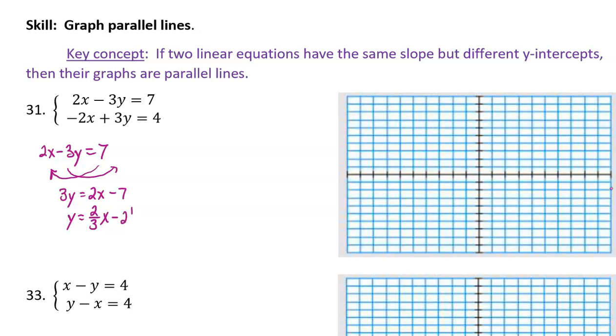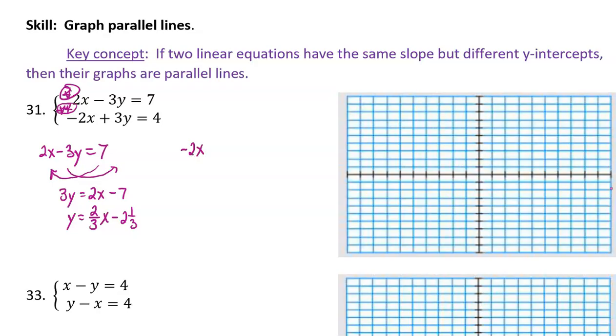7/3 is 2 1/3. There's a reason I did a mixed number: it's going to help me graph the dot. If I leave it as 7/3, it's not as easy to think about where that dot is. All right, that is the first equation. Now, what about the second equation?